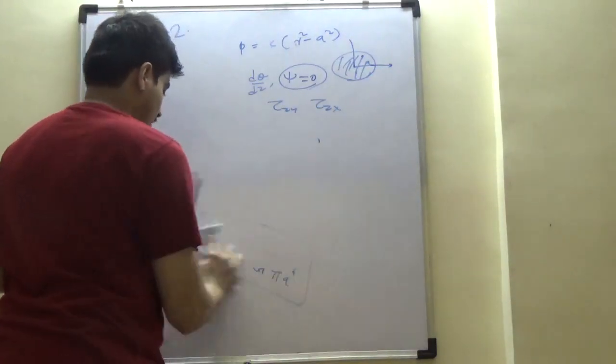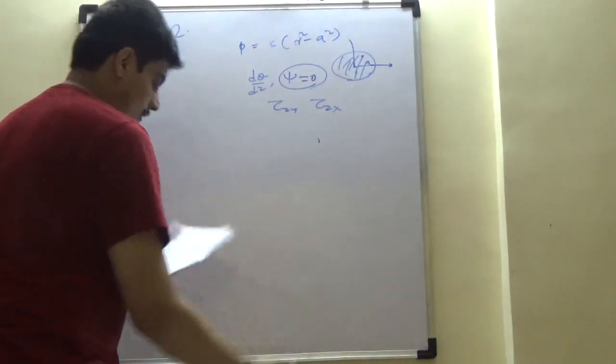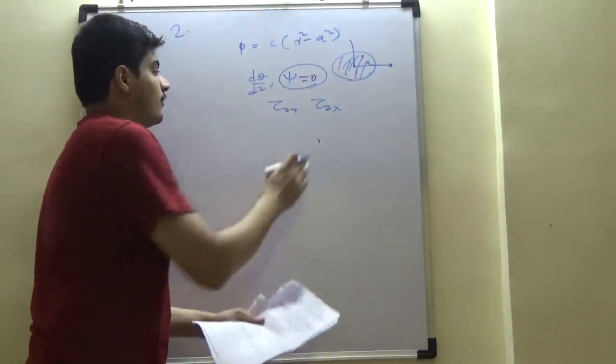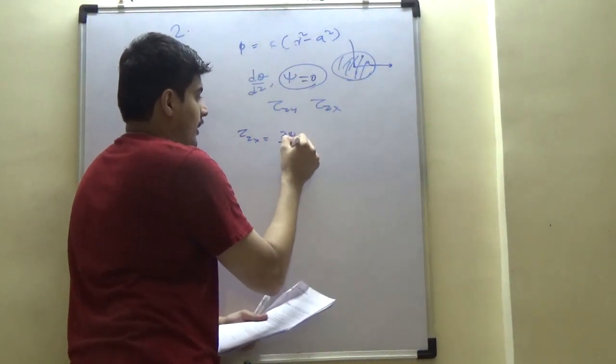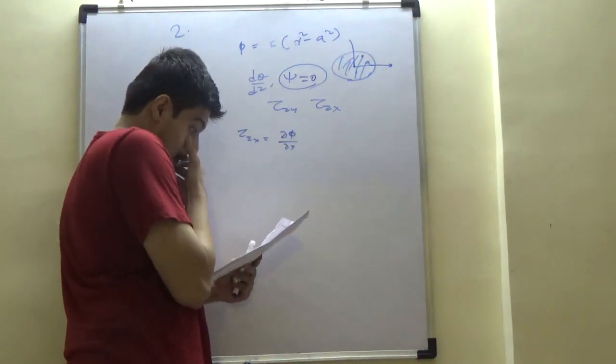Once these are known, d theta by dz is known, right? It is easy to find tau zx, which is del phi by del y, right? What will this be?